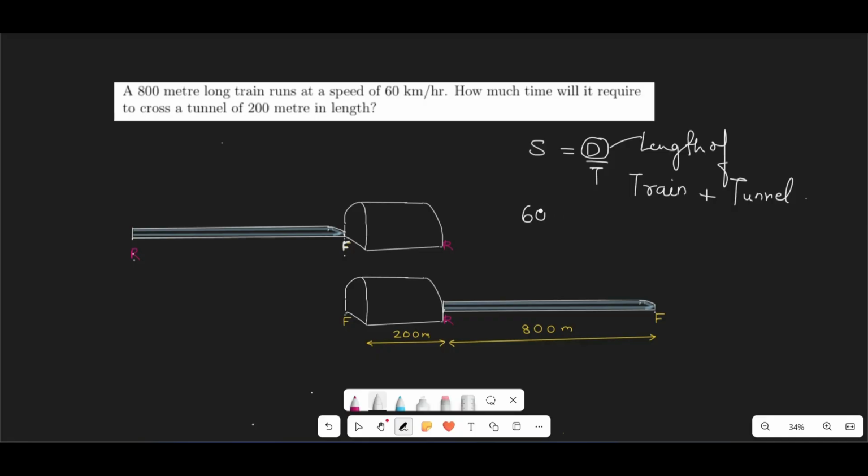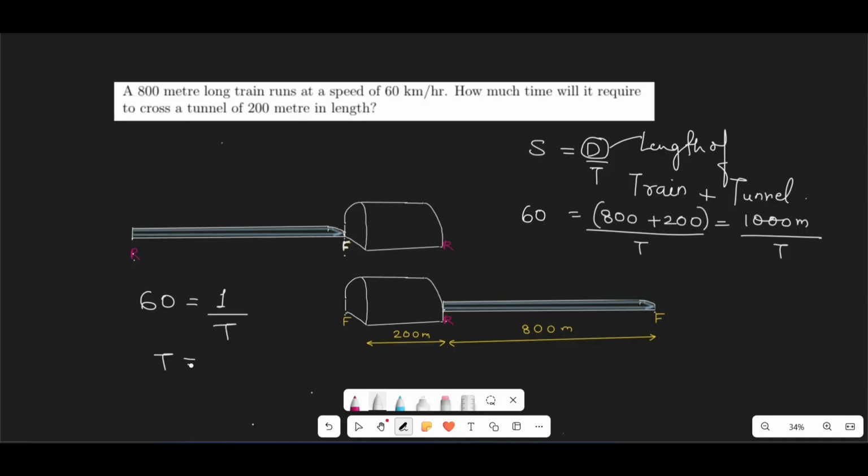What things are given? We are given speed in kilometers per hour. We have been given distance, so 800 plus 200 meters. And we need time. Now, can you see that this 800 plus 200 amounts to 1000 meters? And 1000 meters is what? It is 1 kilometer. So let us write it again. 60 kilometers per hour is the speed. Distance is 1 kilometer. And time we do not know.